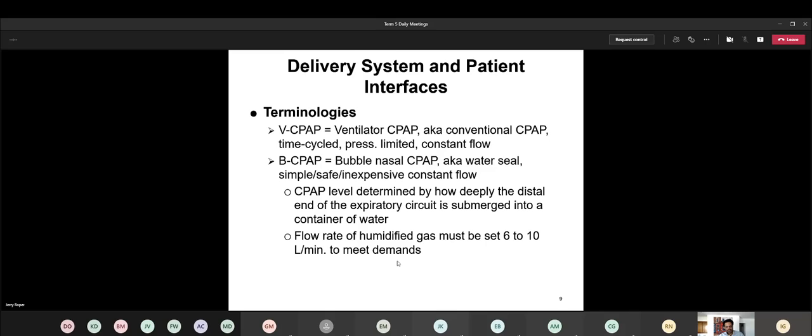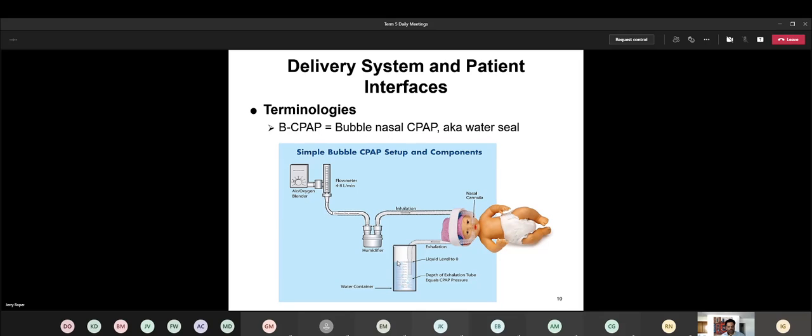Your constant gas flow needs to be somewhere around 6 to 10 liters per minute. Now, this 6 to 10 liters per minute is not only generating the constant pressure inside of the airways, but it also needs to be enough so that when the baby starts to breathe in, it's still going to be enough flow to keep the pressures pretty constant.